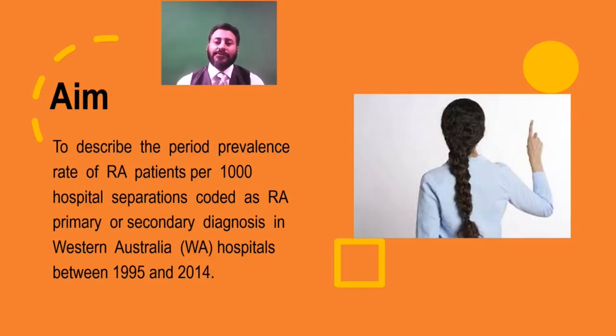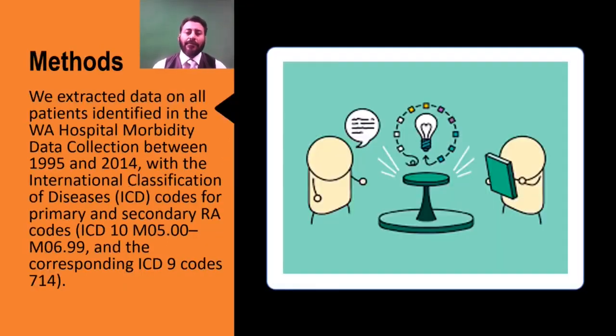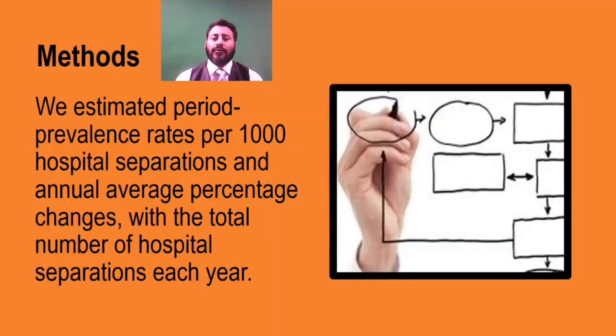The aim is to describe the period prevalence or rate of rheumatoid arthritis per 1,000 hospital separations coded as rheumatoid arthritis primary or secondary diagnosis in Western Australia Hospital between 1995 and 2014. For the method, we extracted the data on all patients identified in the Western Australia Hospital Morbidity Data Collection between 1995 and 2014 with the International Classification of Disease ICD codes for primary and secondary rheumatoid arthritis. ICD-10 M05 to M06.99 and the corresponding ICD-9 code is 714. We estimated the period prevalence rate per 1,000 hospital separations and annual average percentage changes with the total number of hospital separations each year for emergency and for hospital admissions and for mortality separation.